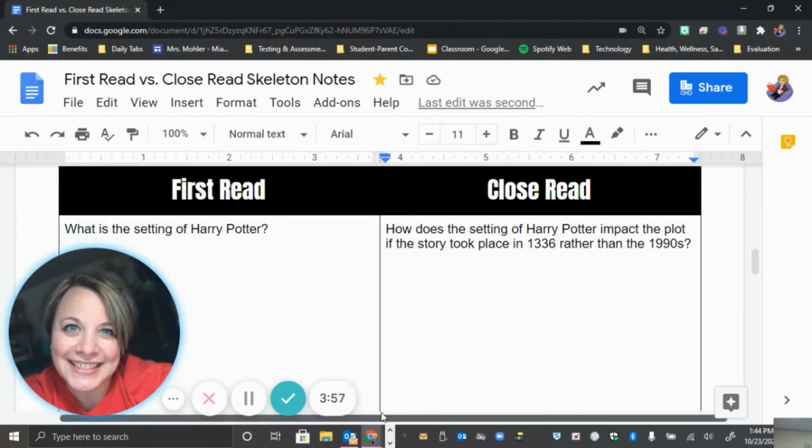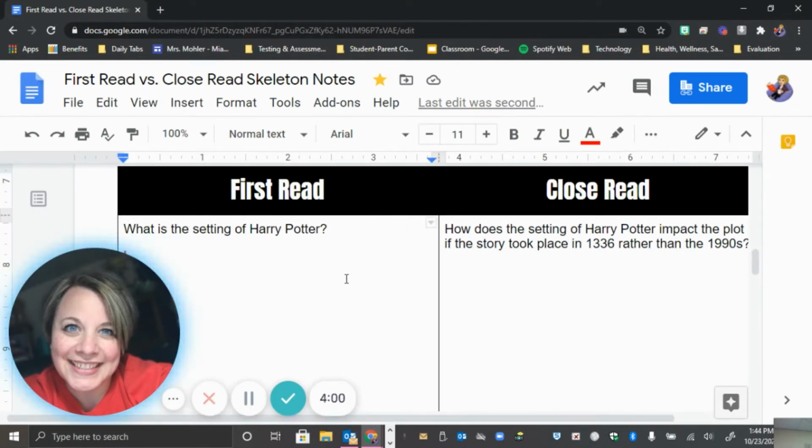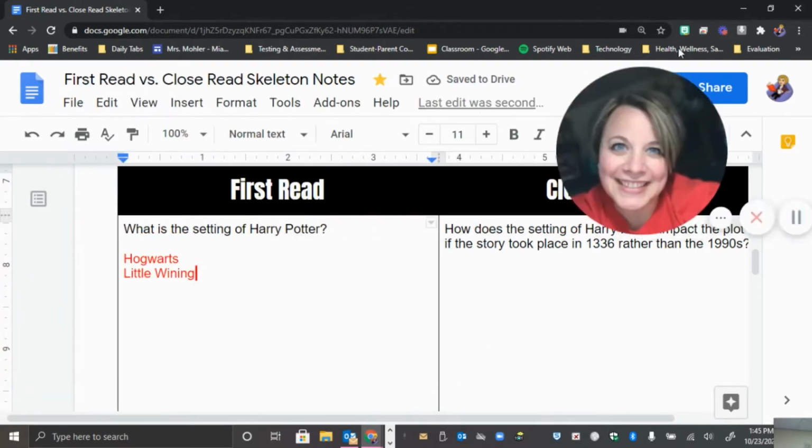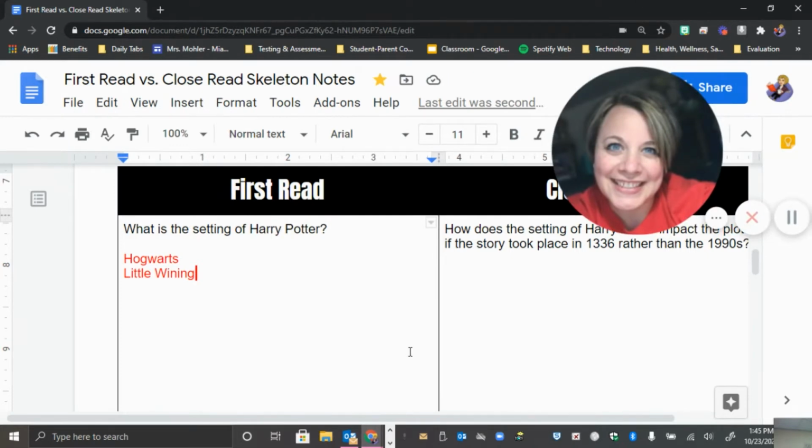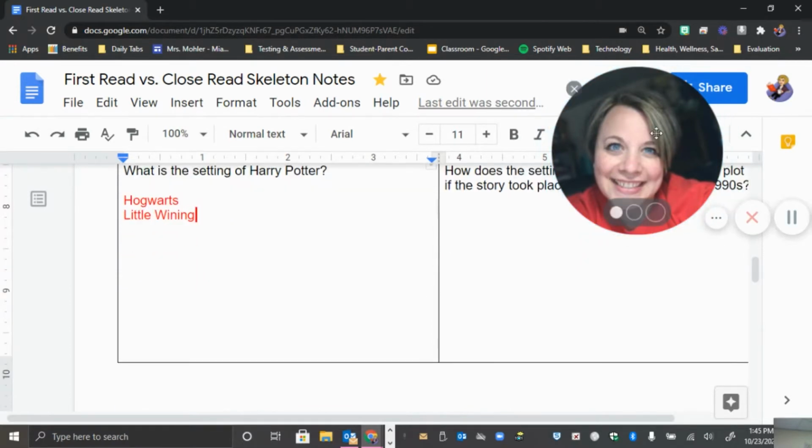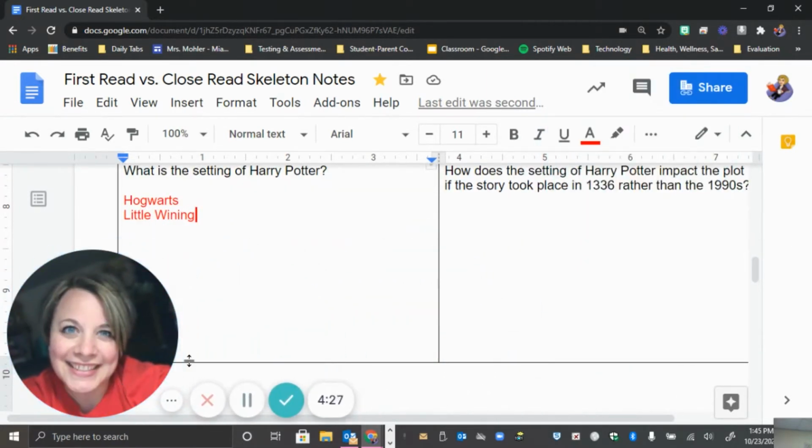So in a first read, the question may be, what is the setting of Harry Potter? Damien? Hogwarts, and what else? Little Whinging. I'm not sure. Okay, so Hogwarts and Little Whinging. I've never been sure how she actually pronounces that. Okay, so we didn't do anything with it. We just identified it. Okay, that's a first read.